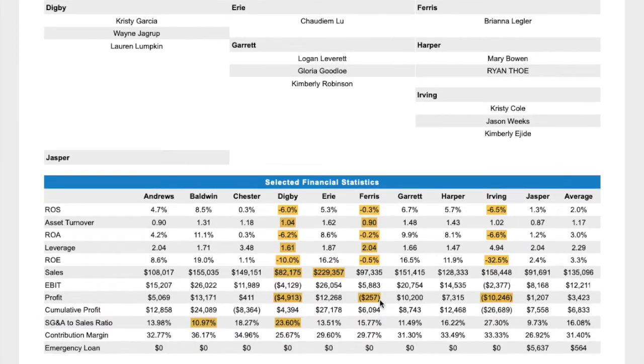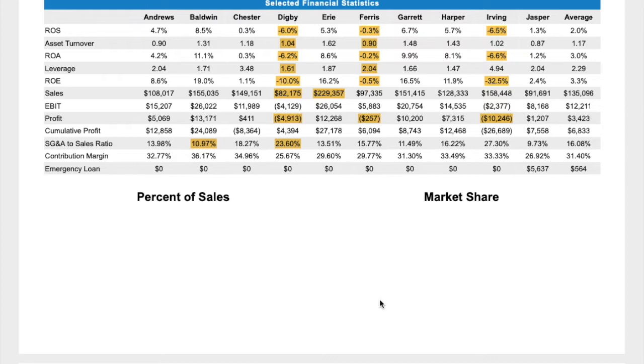So let's get started. In the second practice round, I highlighted here that Team Digby, Ferris, and Irving have negative ROS, ROA, and ROE. What is ROS? ROS is return on sales. It measures how efficiently a company turns sales into profit.